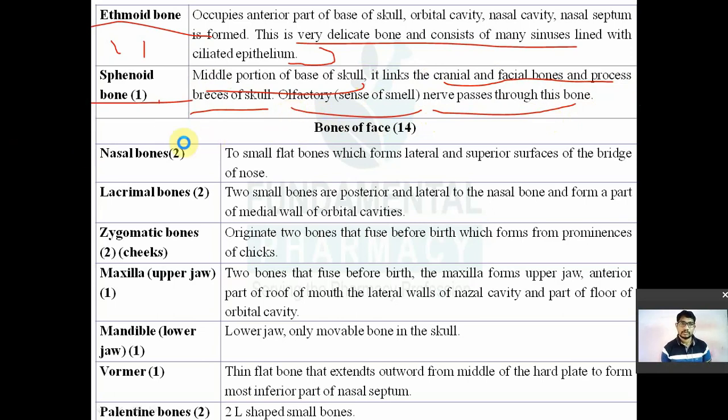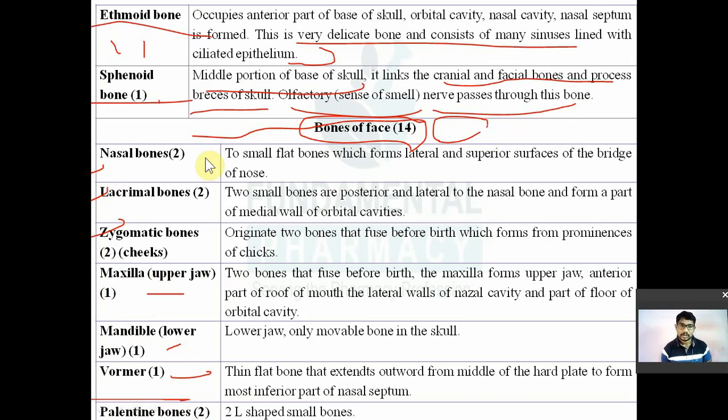So these were the bones of your cranium. Now bones of your facial bone. इसके ऊपर क्वेश्चन आ चुका है. How many number of facial bones are present? So total 14 facial bones. Out of that there are two nasal bones, two lacrimal bones, two zygomatic bones, two maxilla, one mandible, one vomer, and two palatine bones. So we'll see one by one.